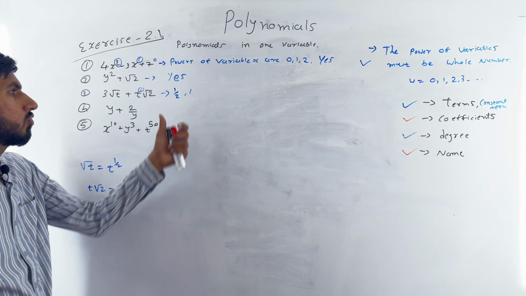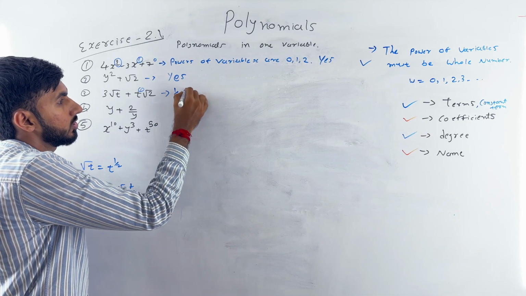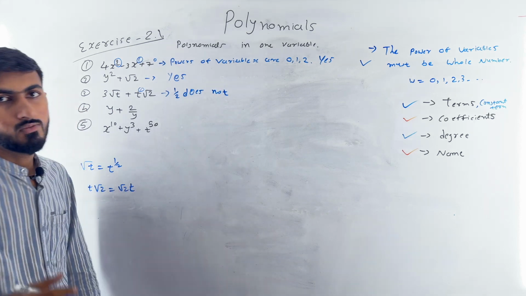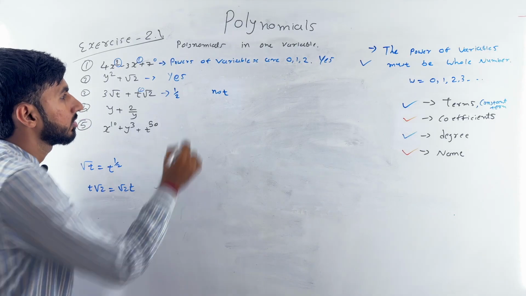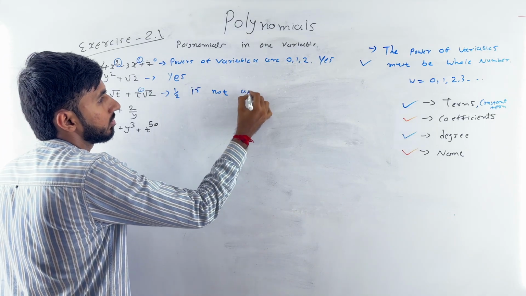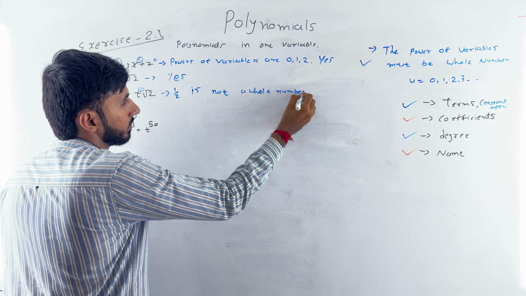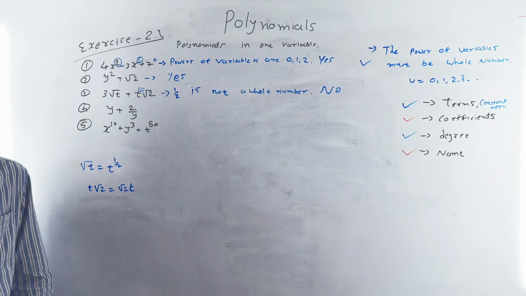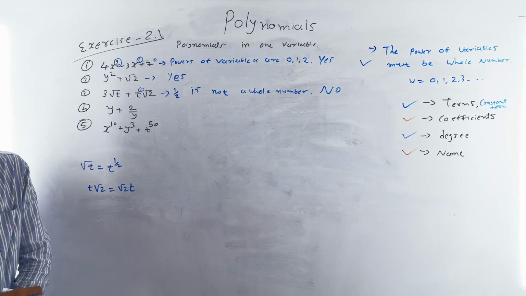So here I have two powers. One is 1 by 2, and 1 by 2 does not come under whole numbers. 1 by 2 is not a whole number. So my answer will be no, it is not a polynomial in one variable, right? It is not a polynomial in one variable.